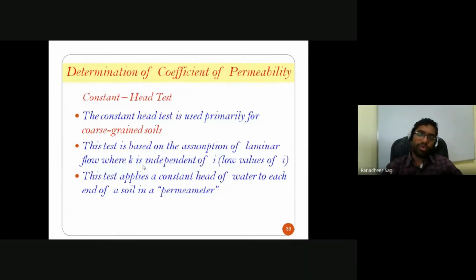As the flow is continuous, this test applies a constant head of water to each end of the soil sample. So at any point, if you measure the total head difference, the total head difference that you maintain throughout your test process with respect to that soil sample is constant. The mold in which this soil sample is placed for determining the coefficient of permeability is called the permeameter, the mold setup basically. So the device or setup used for determining the coefficient of permeability of the soil is what we call the permeameter.